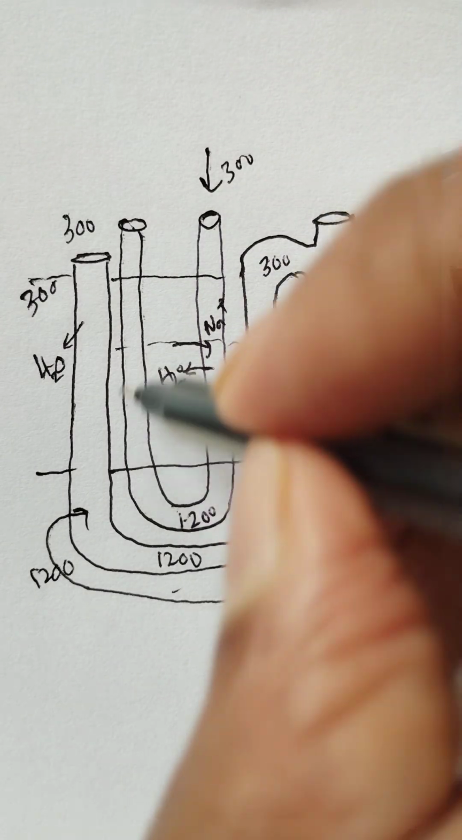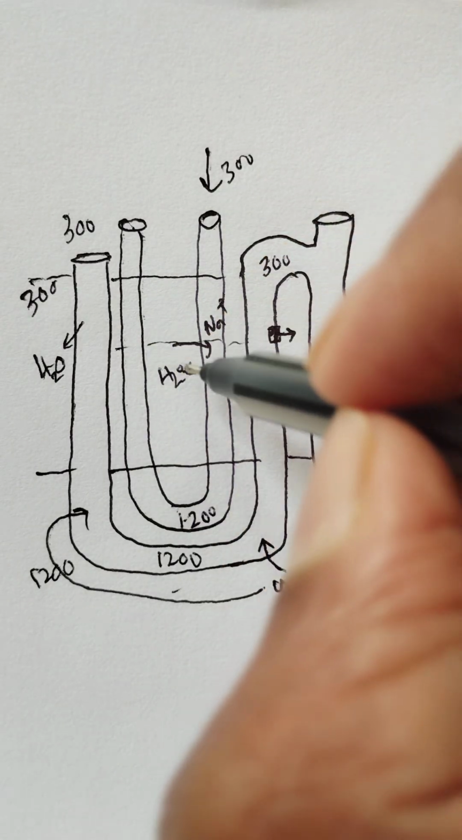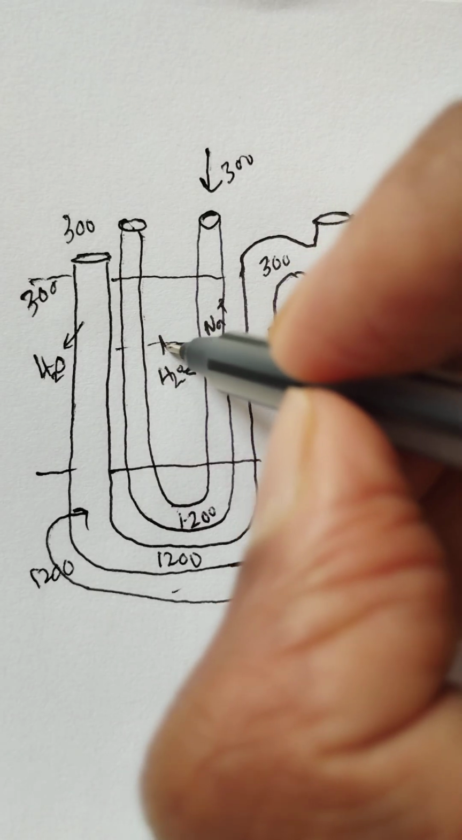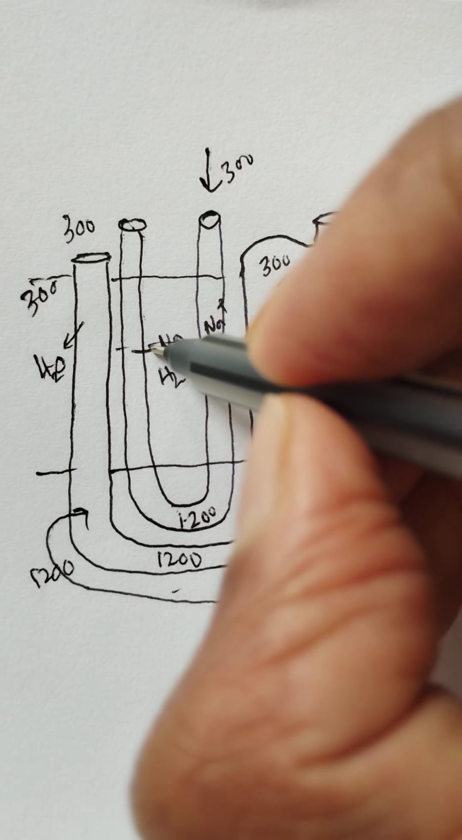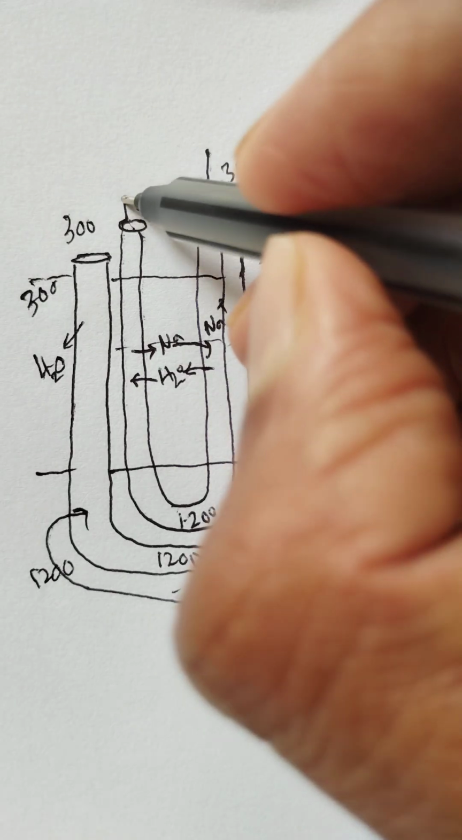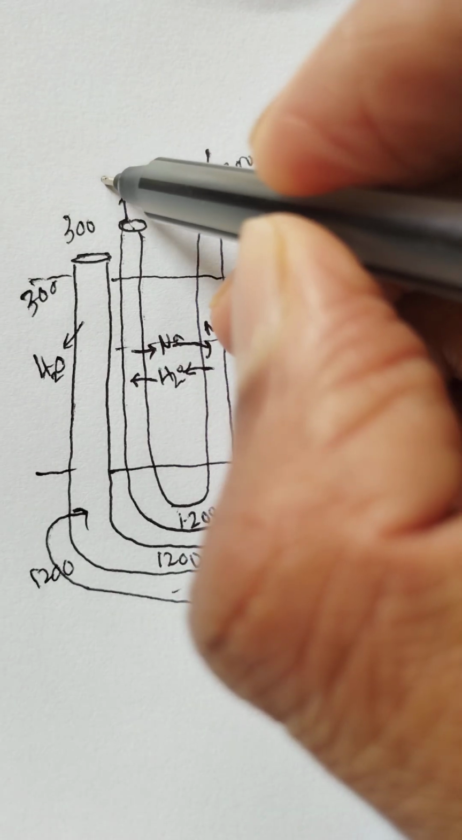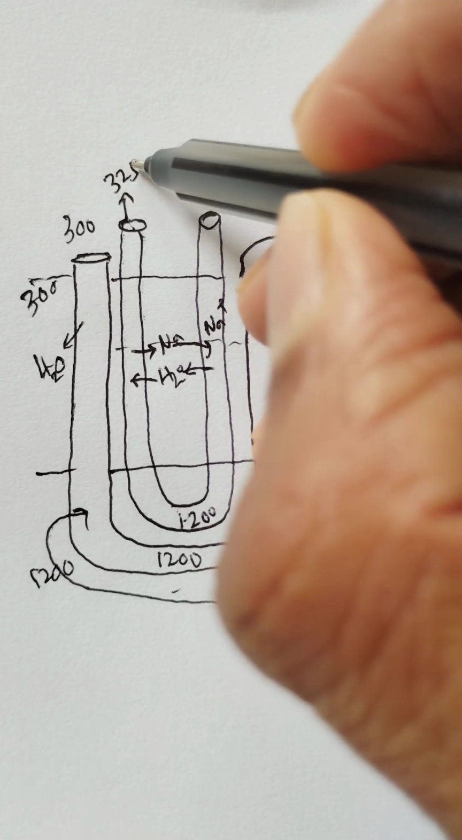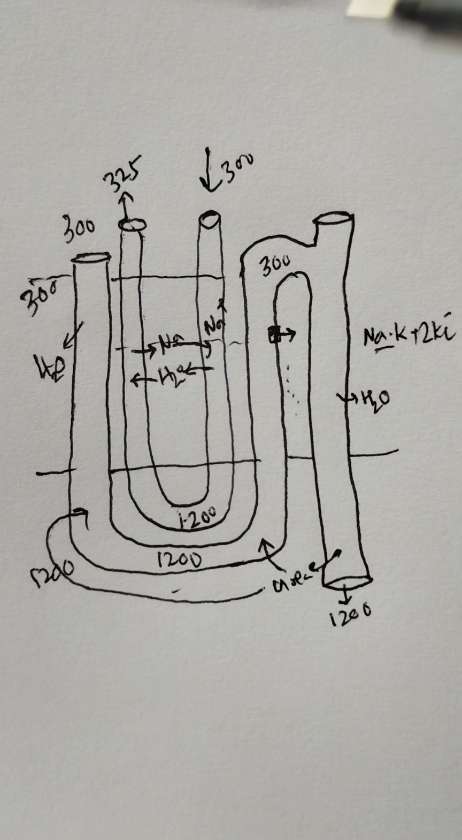And when it ascends up, the opposite thing is going to happen, that is, the sodium is lost and the water is going to come inside. And when it leaves, the blood concentration is around 325 milliosmoles per liter.